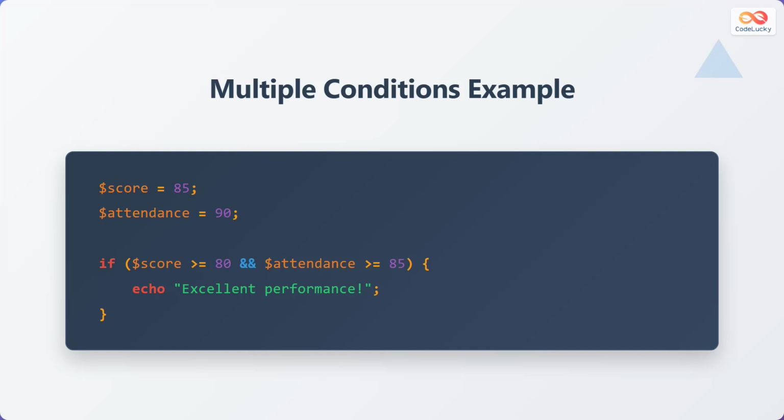We can also create more complex conditions. Consider this example where we have a variable score set to 85 and a variable attendance set to 90. The if statement checks if the score is greater than or equal to 80 and if the attendance is greater than or equal to 85. Only if both conditions are true, it will display excellent performance.